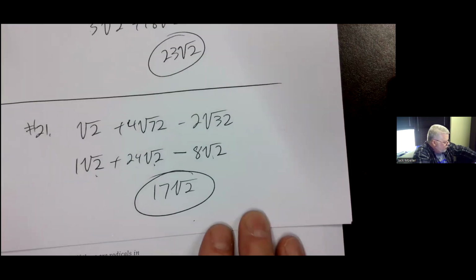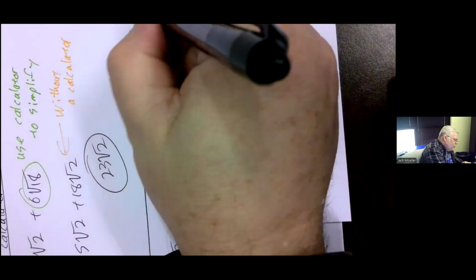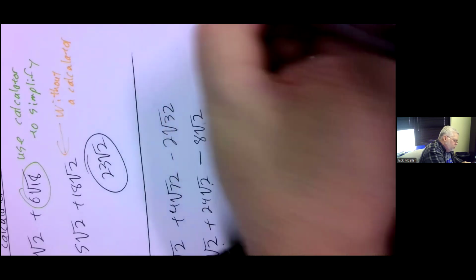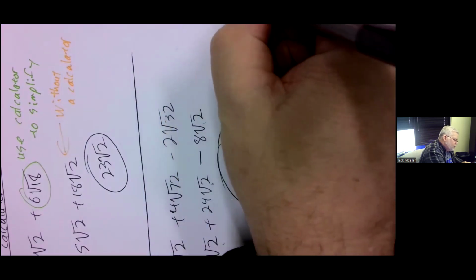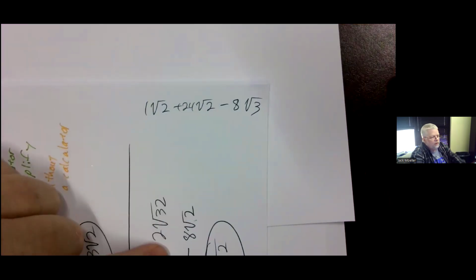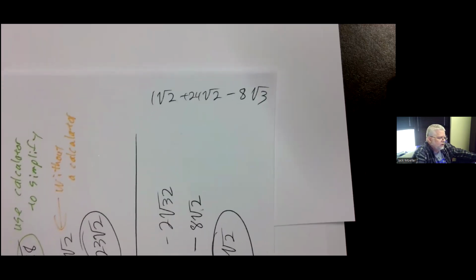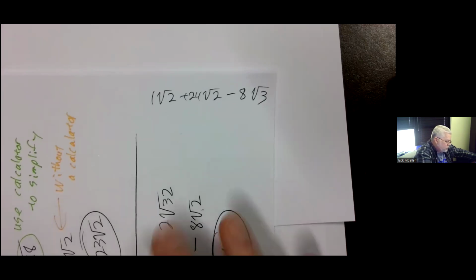Quick question. What if when we simplified it, we got down to 1 square root of 2 plus 24 square root of 2 minus, what if it came out to 8 square root of 3? What if that's what happened when we simplified it? What would we do then? This is why I still want that critical thinking. That's why I don't want you to start at the beginning, because the calculator can give you an answer to this and you could not know why.